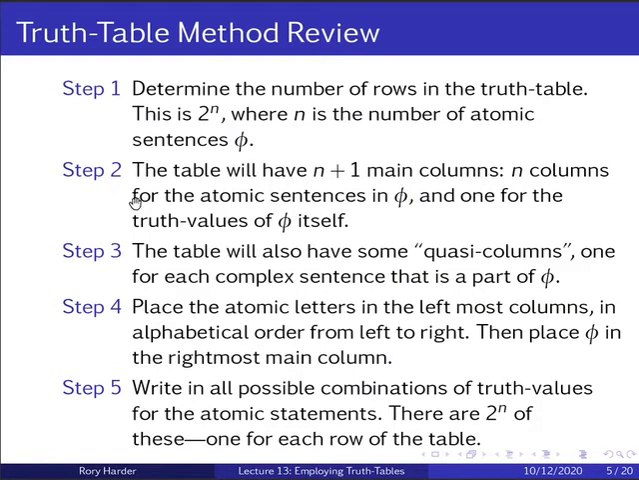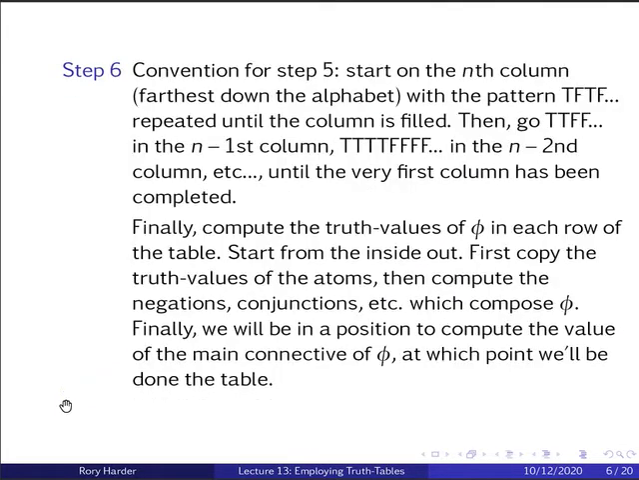Then, in addition to knowing the number of rows, to actually construct the columns of the truth table, the first thing you do is list the atomic sentences on the left-hand side in their own columns, and then in the rightmost column, you'll write out the entire sentence phi. That encompasses steps 2 to 4. And then in step 5, you write out throughout the rows all the possible combinations of truth values for the atomic sentences.